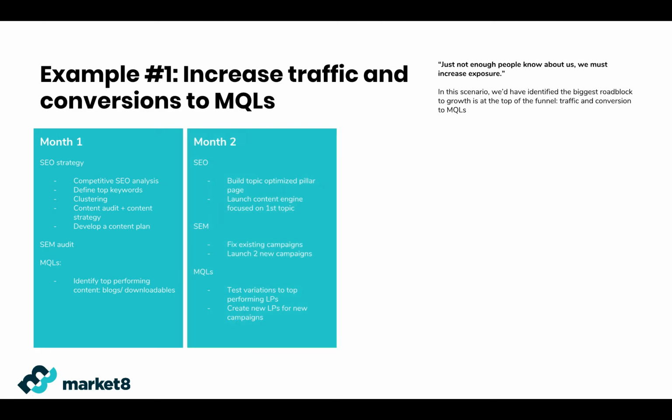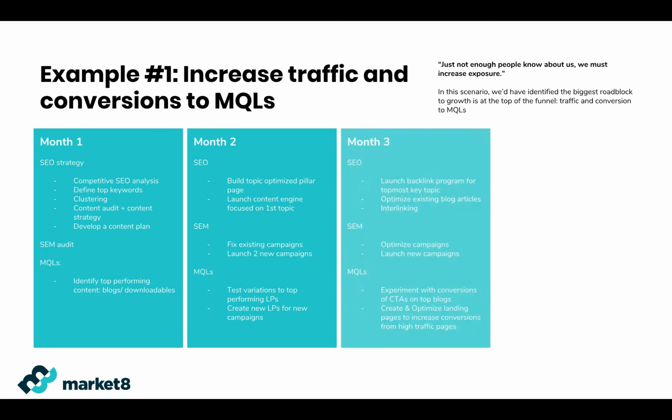In month 2, on the SEO side, we're going to start building optimized pages and launch the content engine first, perhaps focusing on the first topic. It's very important to be very focalized in this case, so you just choose and pick your battles. We cannot improve SEO across the board, so it's better to be laser focused on a few things. On SEM, maybe we fix existing campaigns and launch 2 new ones with high potential. And on MQLs, we're testing variations of top performing LPs, landing pages, and then creating landing pages to support the campaigns that are being launched.